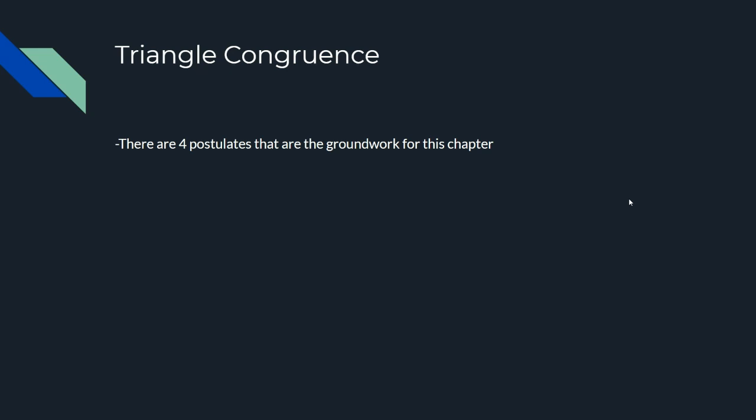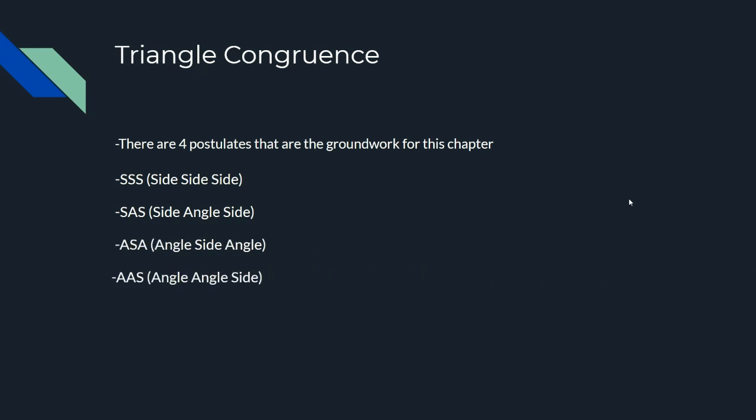But to go over the four postulates, we first have SSS, which is side, side, side. Next, we have side, angle, side, or SAS. And then we have angle, side, angle, or ASA. And then we have AAS, which is angle, angle, side. If two triangles follow under these four postulates, or just one of them, then they are congruent to each other.